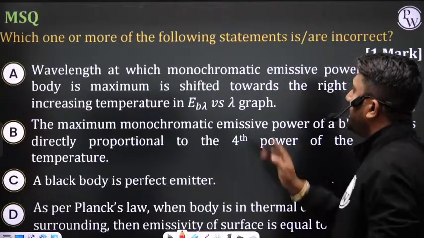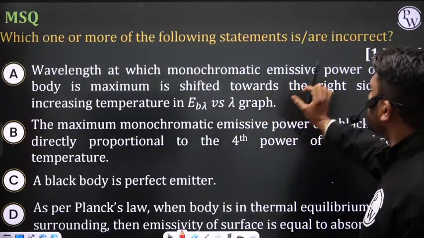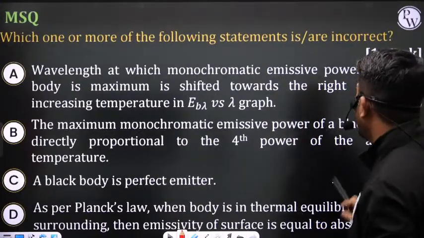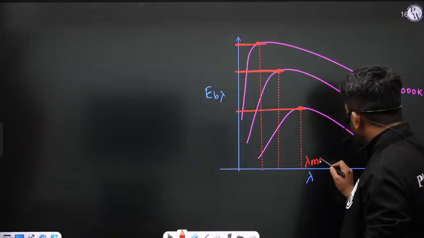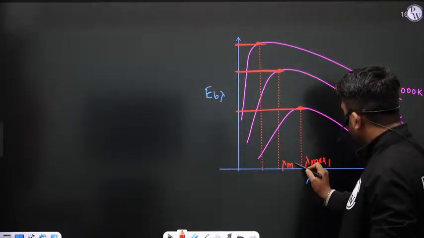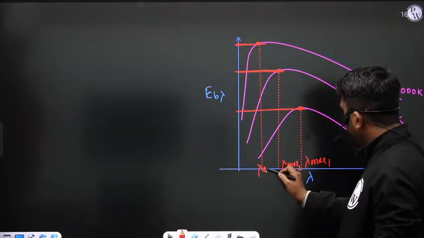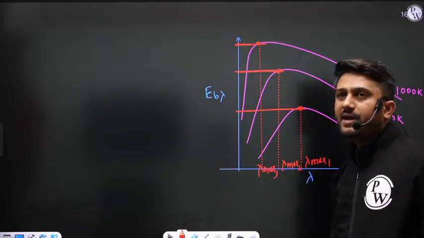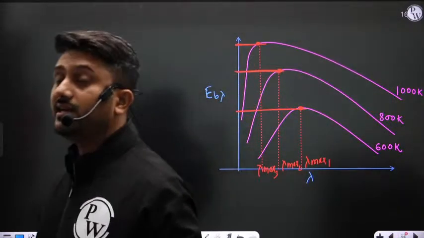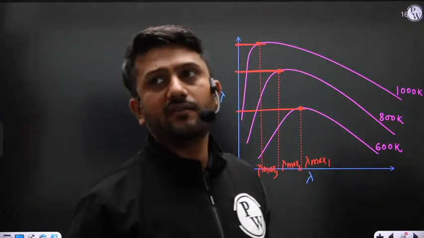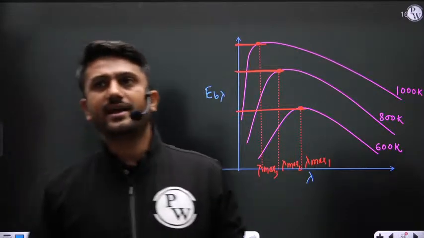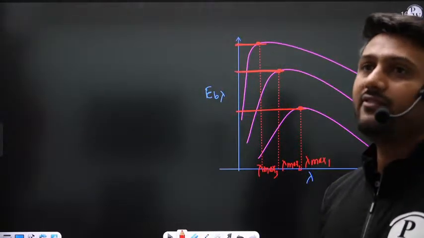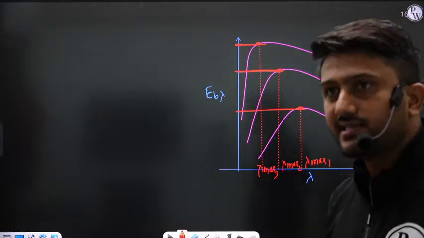Now, in the question, statement A says the wavelength at which monochromatic emissive power of the black body is maximum is shifted towards the right side. Now see here. The wavelength here is lambda max 1, lambda max 2, lambda max 3. Lambda max is not a maximum wavelength. It is a wavelength at which the monochromatic emissive power of a black body is maximum.